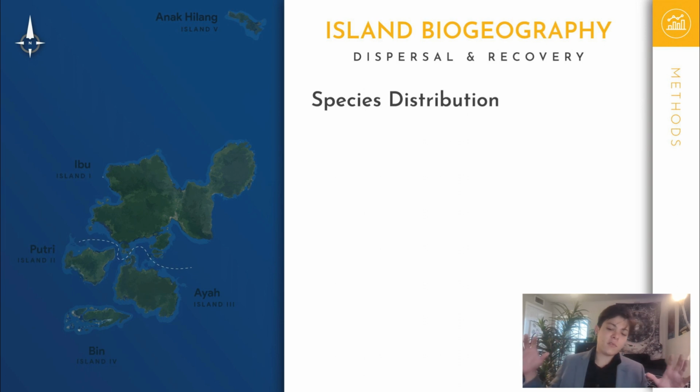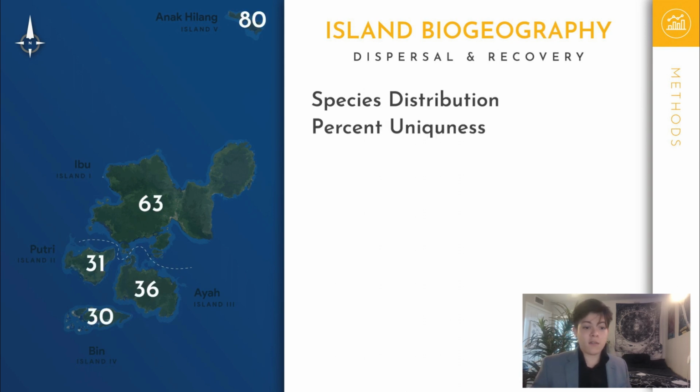How does this dispersal affect the endemicity, or the percent uniqueness, for each of these islands? As we can see, we have two standouts: Anakilong, the smallest island and the furthest away, and also Ibu, the largest island. We notice that the smallest and largest islands have the highest values, and the middle range islands have a middle amount. Now we can explain Anakilong having such a high percentage endemicity because it is isolated, which means there's going to be low dispersal.